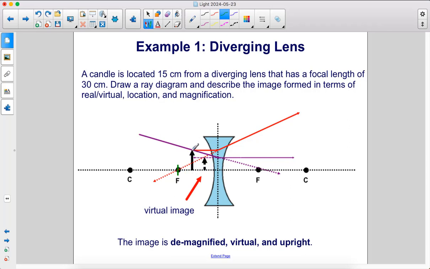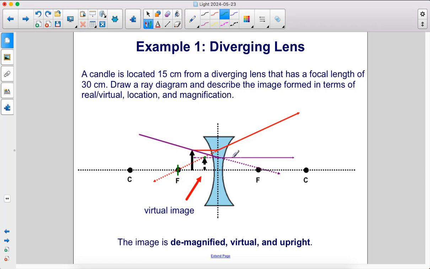So we draw our object, we draw our first ray, we aim it through to the focal point on the other side, but as soon as it hits the glass, we then go parallel to the principal axis. Then we have one that goes parallel and then traces back through the focal point. And so you can see that these rays intersect here.